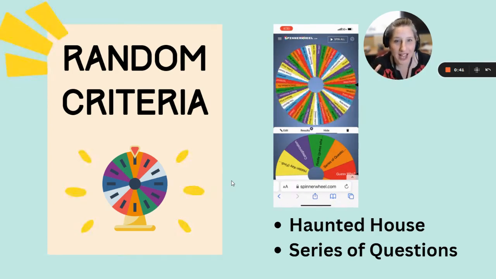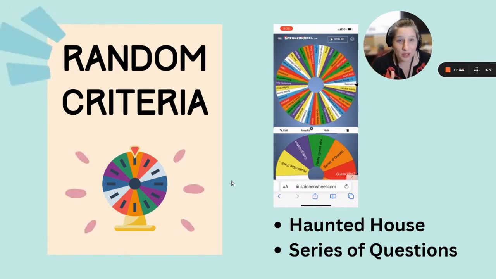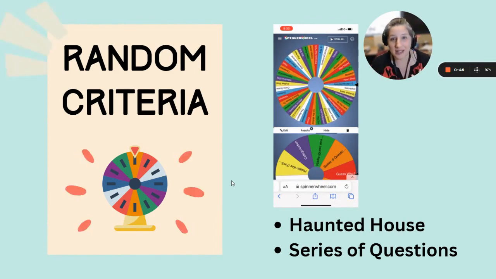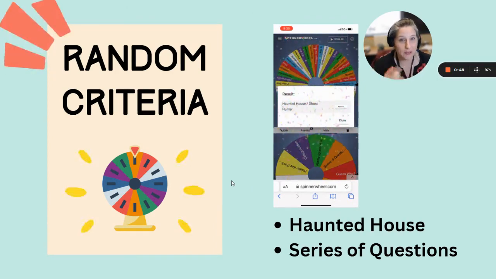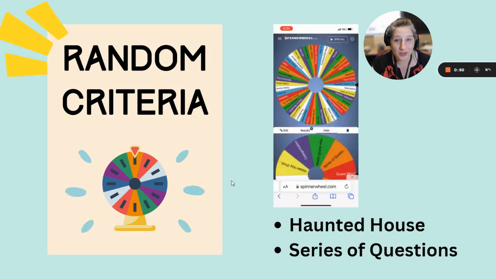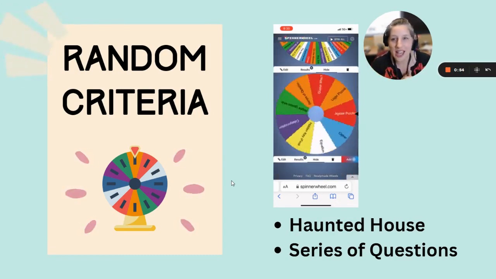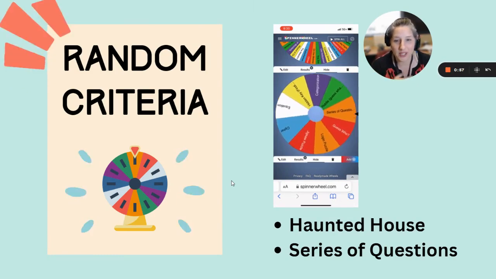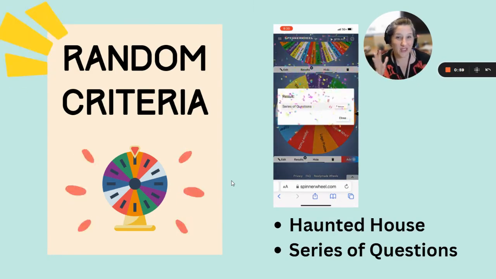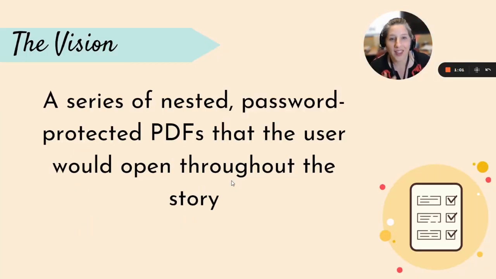For all of these, I am using some random criteria to help get the escape room kicked off. So the theme, as you can see here, was haunted house or ghost hunter. And then I have a series of different kinds of puzzle structures. For this one, to go with my ghost hunter theme, we had the series of questions prompt. That meant I had this wonderful vision of using the attachment tool. I learned you could attach one PDF inside of another PDF and potentially password protect the attachment.